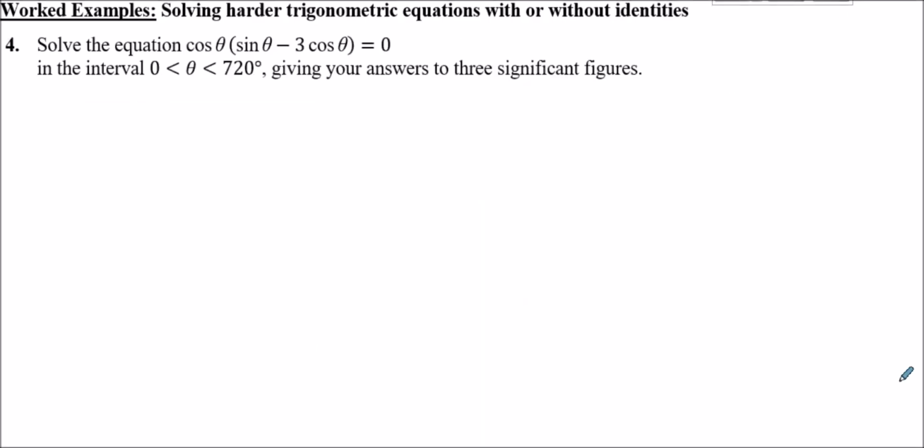Question 4, we need to solve the equation cos theta brackets sine theta minus 3 cos theta equals 0 in the interval from 0 to 720. So just be careful, the interval isn't always from 0 to 360. We need to give the answers to 3 significant figures for this one.